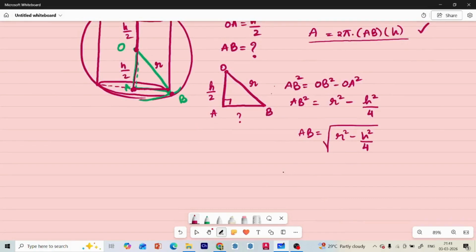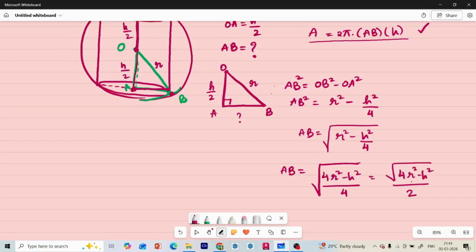So let us do, I think you can simplify further, we can take the LCM. So this will become 4R square minus H square by 4. So obviously 4 will come out of the root, that will become 2, and this is root over 4R square minus H square by 2, the value of AB, or also it is basically the radius of our cylinder.